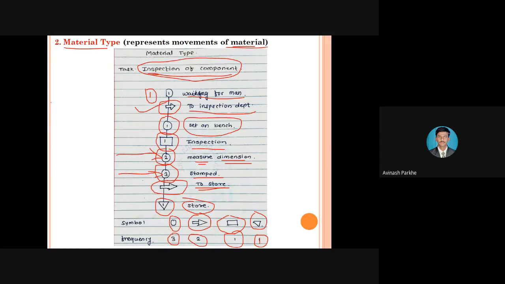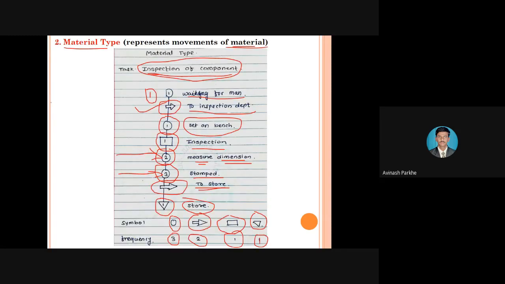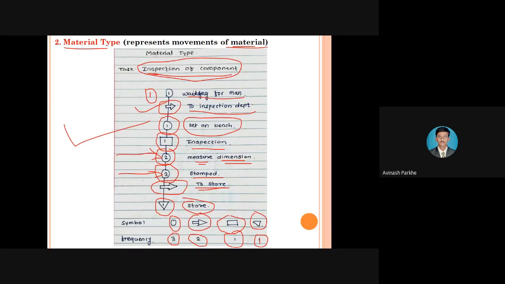But movements taking place by the material during inspection, in man type also we have to go for the inspection, in material type of chart also we have to go for the inspection. But in man type, during inspection the movements of the men are represented, but in the second type, during inspection the movements of the materials are represented. So these are the two types of charts: the man type of flow process chart in which the activities of men are represented, and the material type of flow process chart in which the movements or activities of the materials are represented.